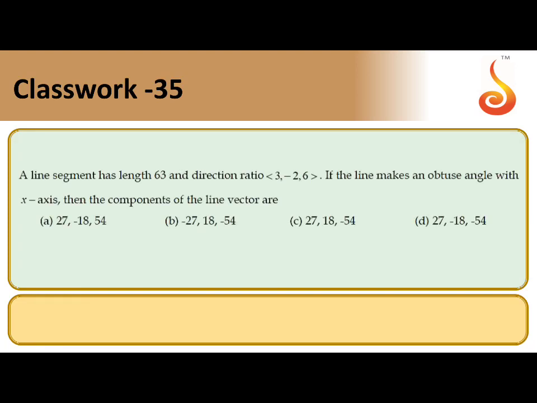Check the answer. They have given C, but that is wrong. B is correct because an obtuse angle with the x-axis means the x component must be negative, and that is minus 27 in only one option. That is the answer you can take here.